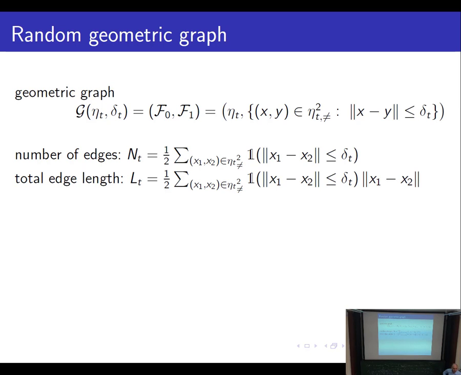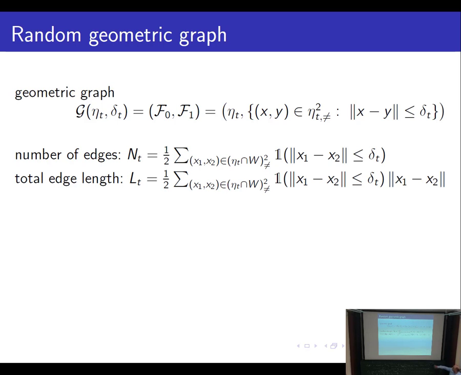The number of vertices is clear, this is Poisson distributed. For the number of edges and the total edge length, you just take all pairs, which I denote by eta_t squared, not equal, and I count how many of these pairs there are where the distance is bounded by delta_t, and for the total edge length, we just multiply by the length of the edge. If I write it in this way, it's immediate that this is always infinite, because I have infinitely many points, and this gives me infinitely many edges in general. So to make it a sensible question, we have to intersect it with a certain bounded region, which I call a window W. So I take all points in my window W, and then I ask the same question.